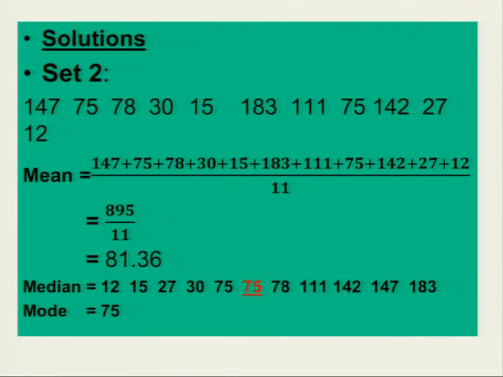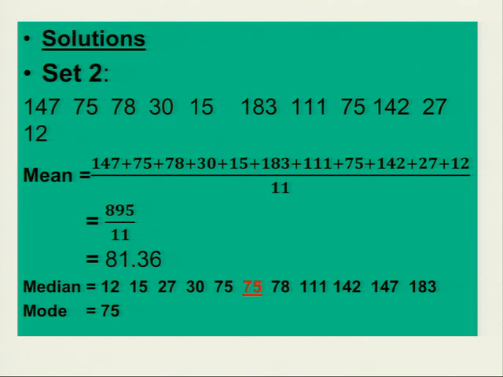Let's look at set 2. That was the data provided for set 2. And again, the mean, we have added all the values that were given together, and when you count the data that is provided there, we get 11 values. So we add up all the 11 values together and divide by 11. After adding all the values together, we get 895. I'm sure you also got 895.